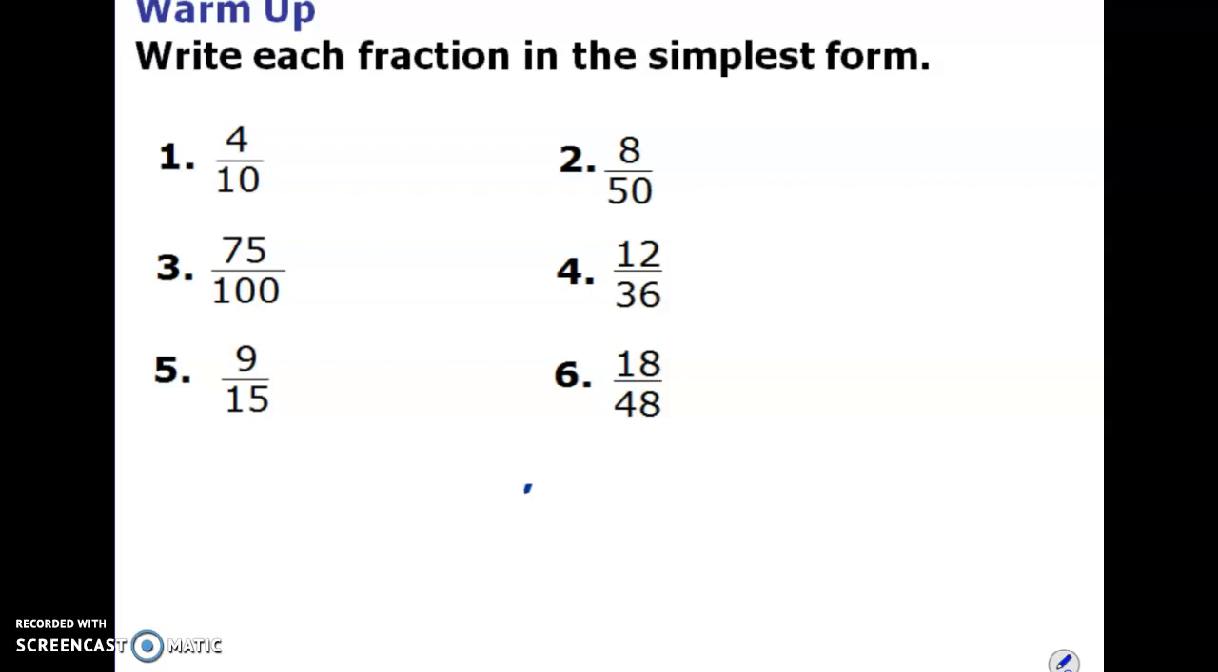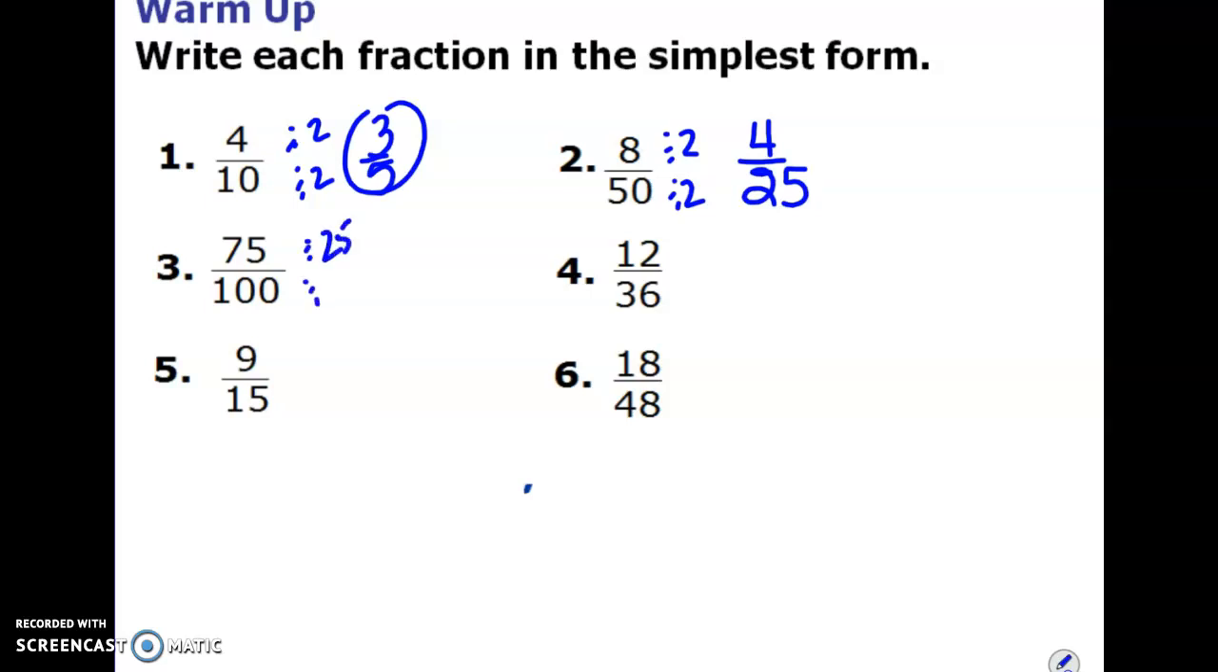Okay, we're back. On the first one, I'm hoping that you realize you can divide both of those by 2 and it would go down to 3/5 in lowest terms. On number 2, we can divide them both by 2 once again. Dividing my numerator by 2 gives me 4 and dividing my denominator by 2 gives me 25. For number 3, I can divide them both by 5, but I can also, if I think of money, divide them both by 25 and I would get 3/4 in lowest terms.